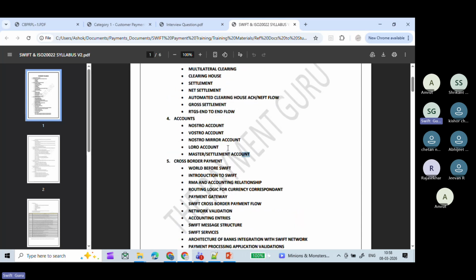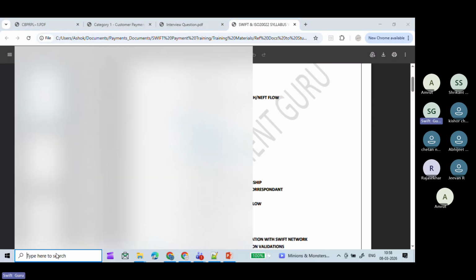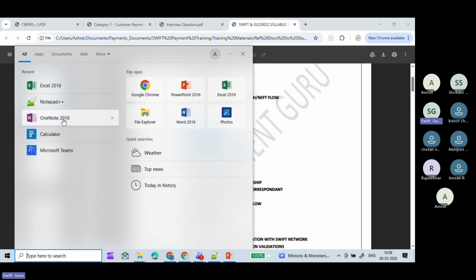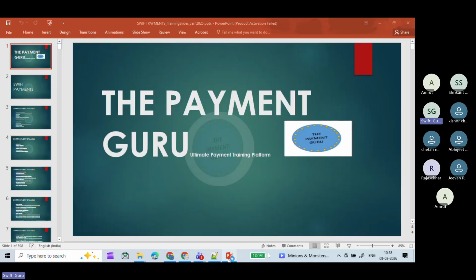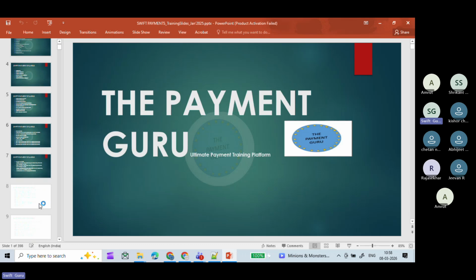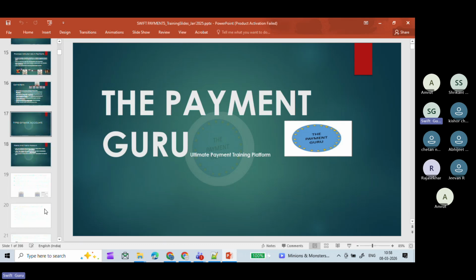Then we'll cover these different types of account terminologies that are very essential in terms of the accounting entries: nostro account, vostro account, nostro mirror account, loader account, master settlement account. And the way I train these particular topics and concepts is not only via this slide. It's not that I'm going to show you some slides only to explain things.